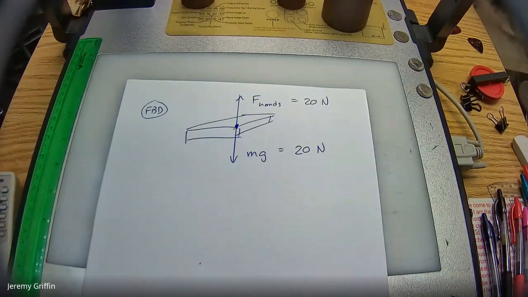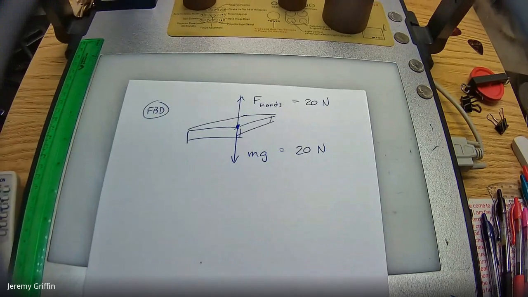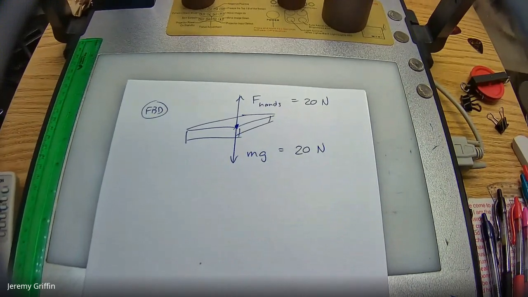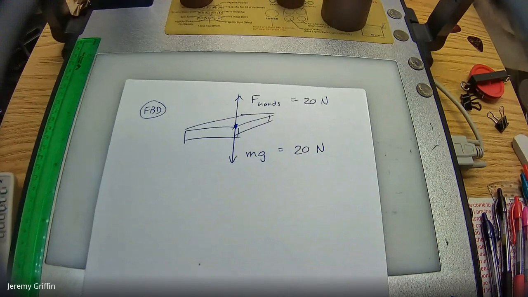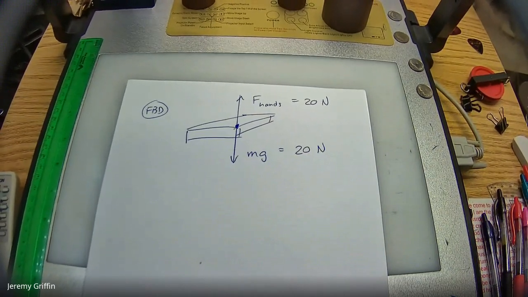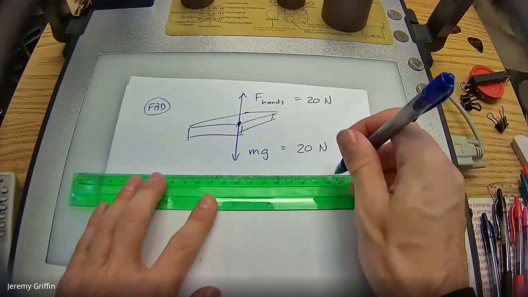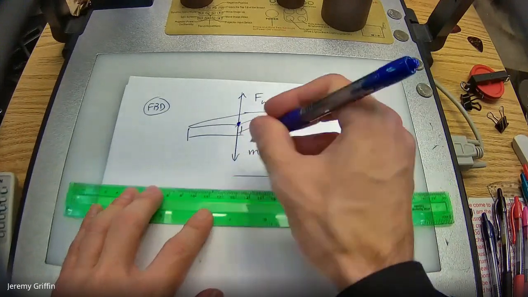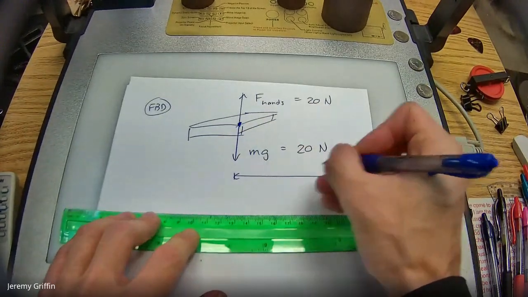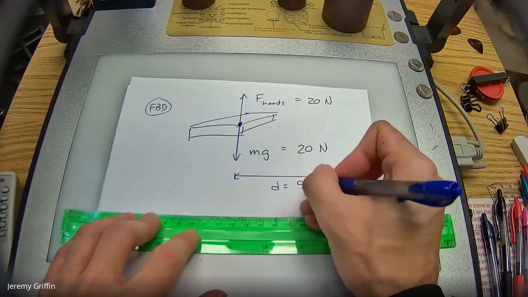Now, I said at rest, but if you only had that free body diagram, would you know if it was at rest? You could be moving, couldn't it? Actually, it could be moving in any direction, and that would still apply. Let's say that this book is already in motion horizontally. And let's carry this book horizontally a distance of 5 meters.